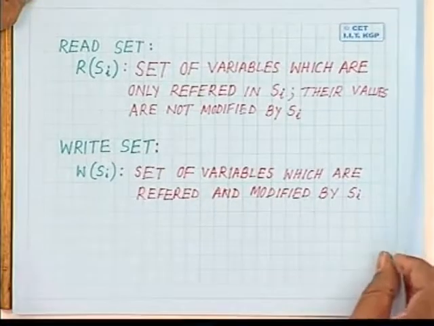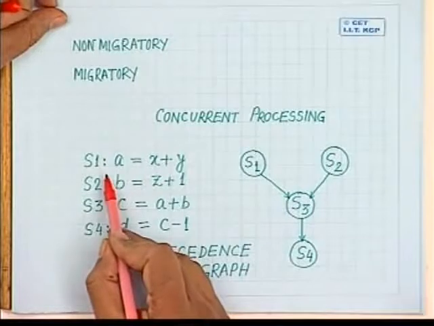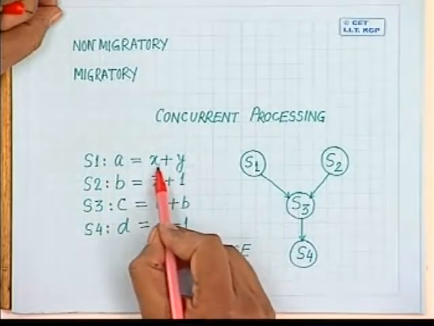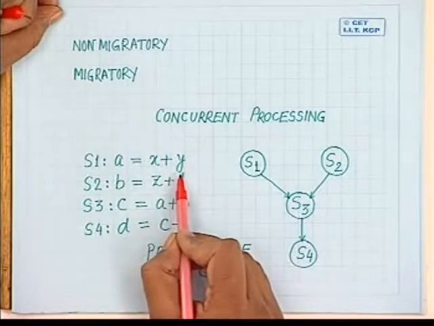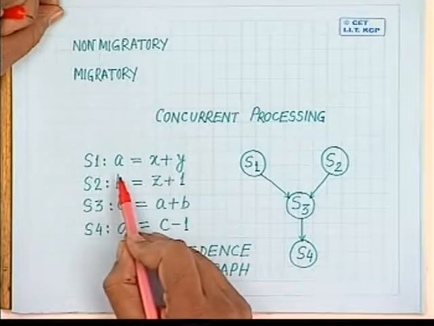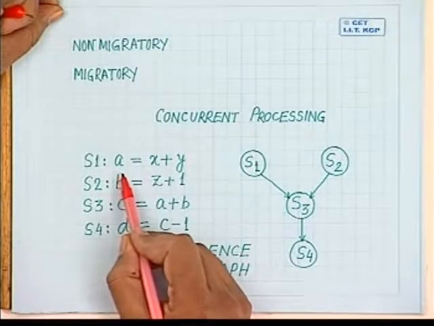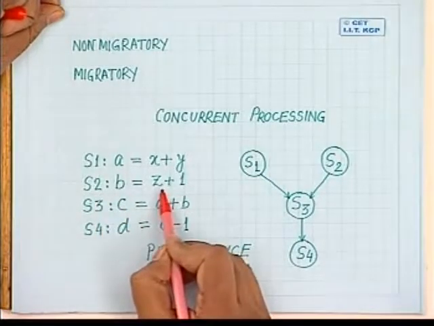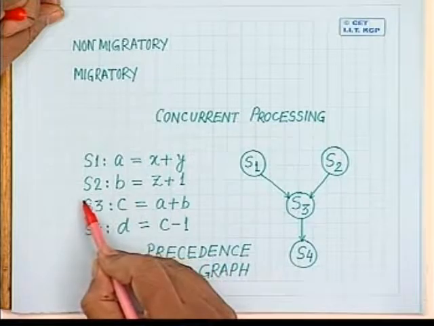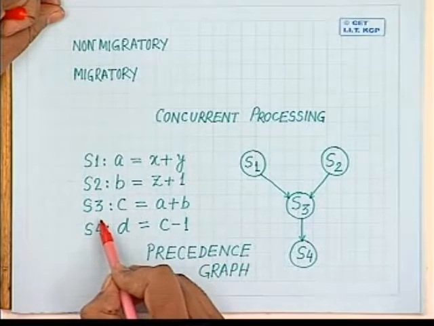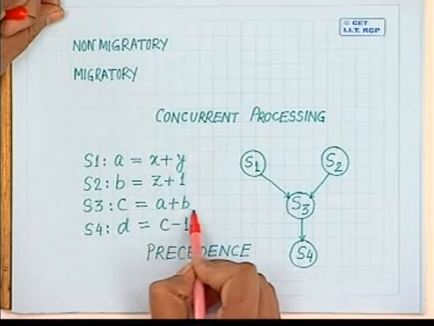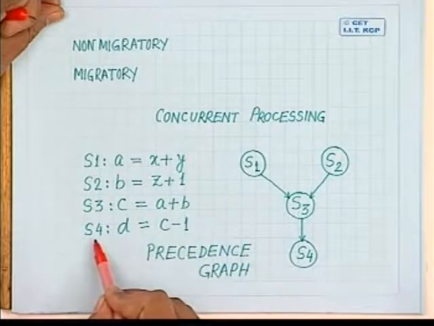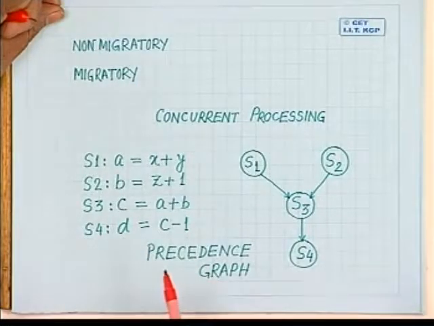Okay. So coming back to this example that we have taken for these four statements S1, S2, S3 and S4, you find that for statement S1, the variables X and Y are only referred, but their values are not modified by S1. Whereas the variable A, its value is modified by S1. Similarly, S2, Z is not modified by S2, whereas B is modified by S2. S3 modifies C, but it does not modify A and B. Similarly, S4 modifies D, but it does not modify C.